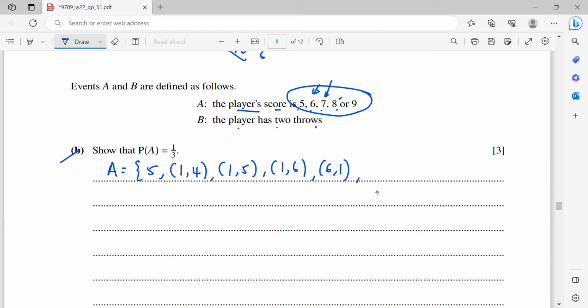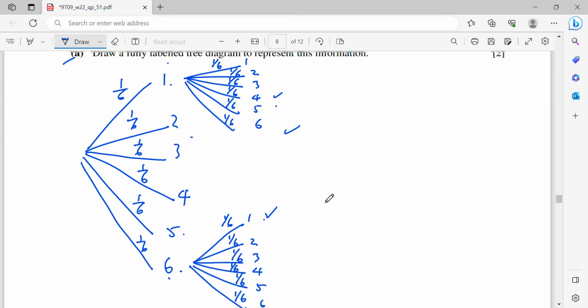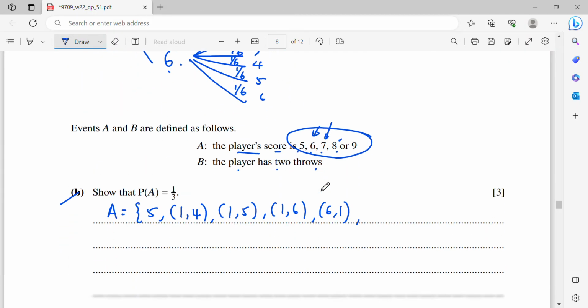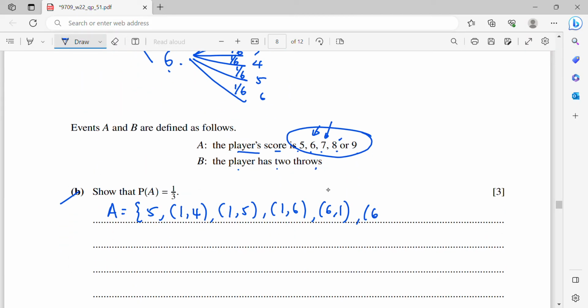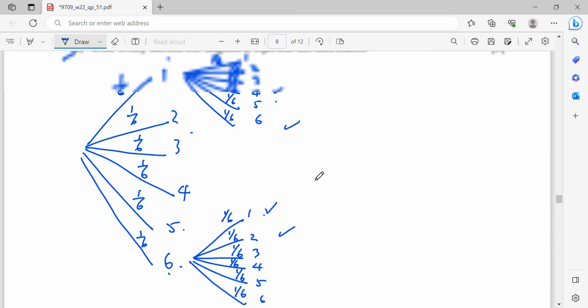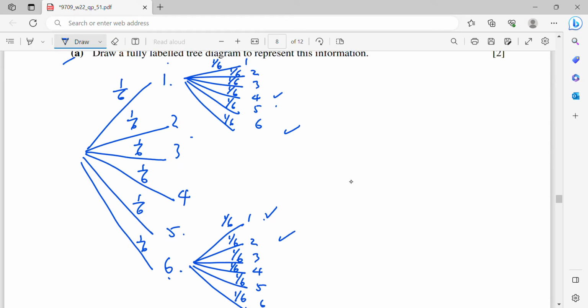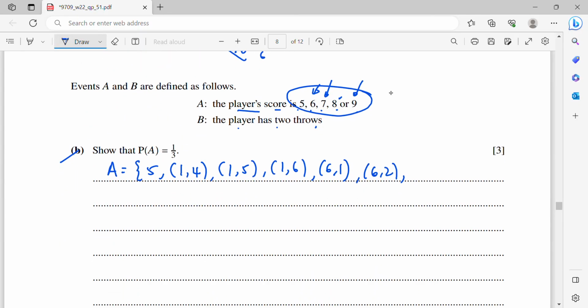Alright, so for 8, it will be 6, 2. It won't be 2, 6 because when you get 2, you will not throw for the second time. So I will list down first before I get the probability. Now to get 9, it cannot be 3, 6 because when you get 3, you stop. So it will be 6, 3. Alright, so these are the outcomes.